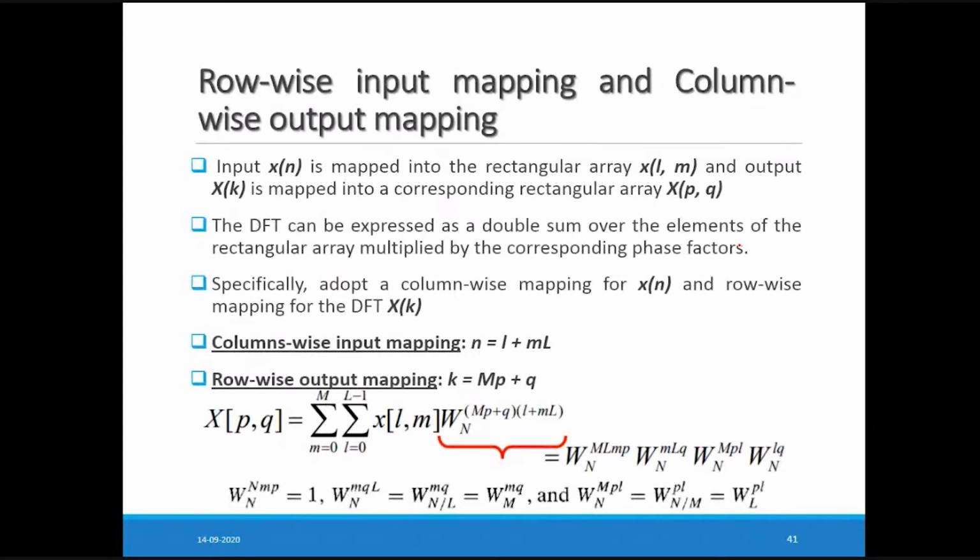Then things will be more clear, because in that case you are getting the exact division of that particular thing, and how you are clubbing that to get the original DFT. So I will cover this with one example. Okay, so now let us continue with this. Here I am taking the row wise input mapping and column wise output mapping.